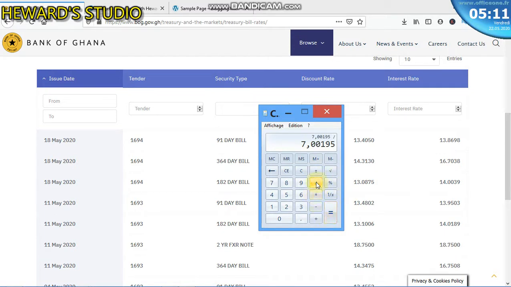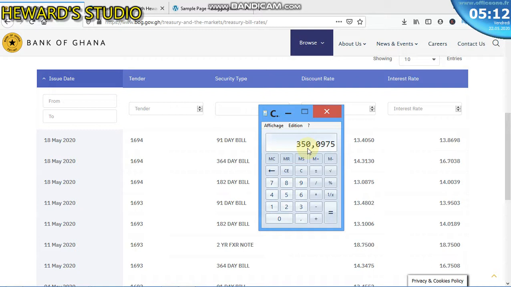Then you divide by 100 because it is in percentage. What you see there, 7.00195, is in percentage. The percent is per 100, so divide by 100. Then you multiply by the amount. So let's say it's 5,000. How much you're investing is 5,000. Then you are getting 350.0975, which is 350.10. This is what you're getting.